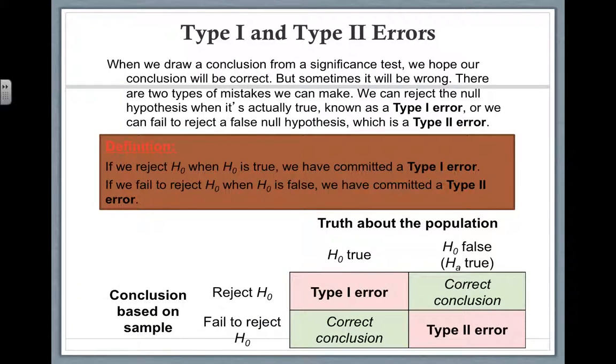So here's a little chart to follow. When your null hypothesis is true and you reject it, you create a type 1 error. If you fail to reject it, you are correct. When your null hypothesis is false and you reject it, you're correct. But if your null hypothesis is false and you fail to reject it, you create a type 2 error.